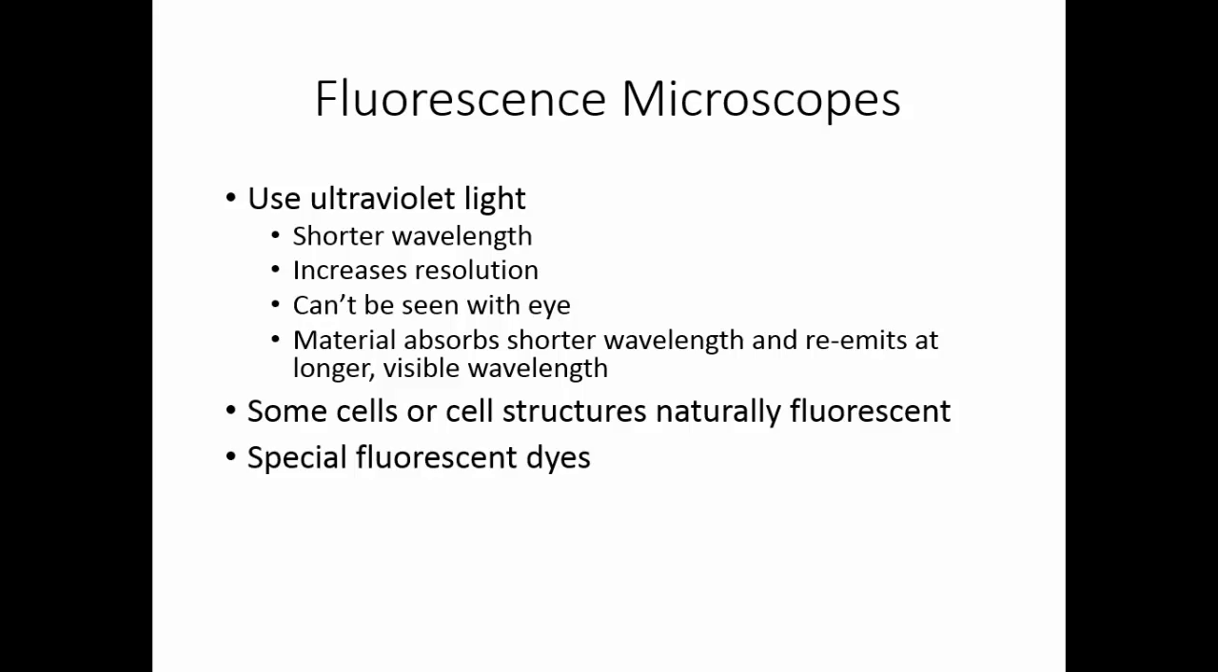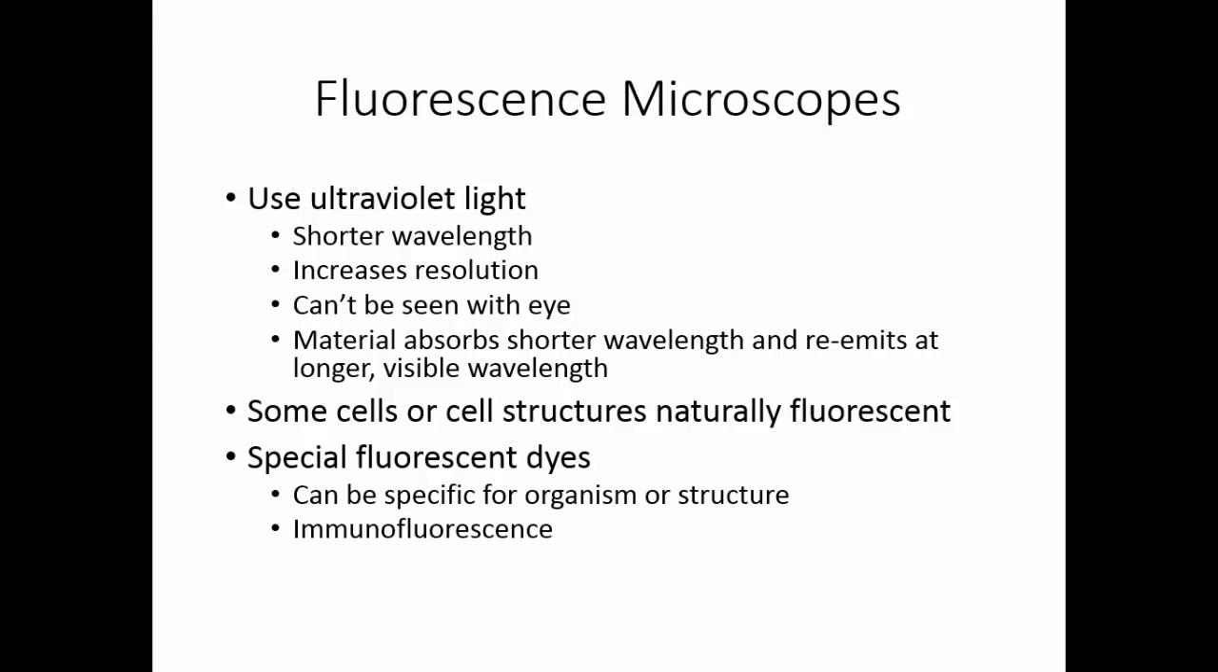But for other things, we can use special fluorescent dyes, and we can even make these dyes specific for an organism or a structure. This is a process called immunofluorescence because we're going to bind the dye to antibodies, that's the immuno part, that are specific for the organism. The dye will only be taken up then by that particular organism, and that is how we will see it.